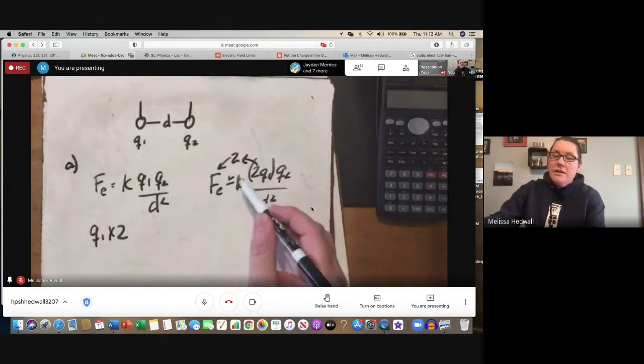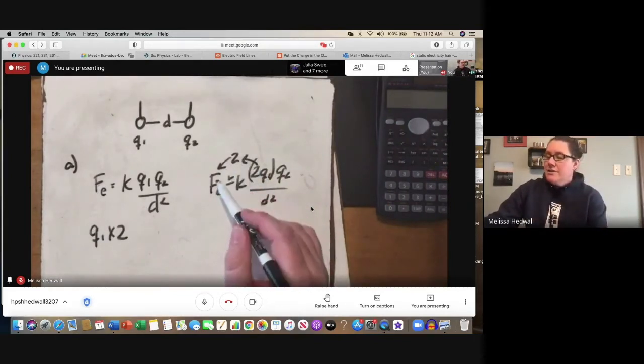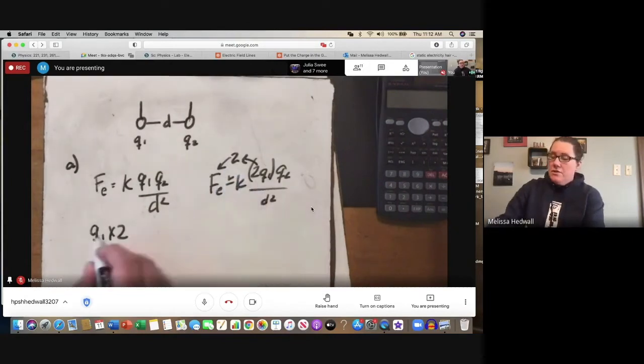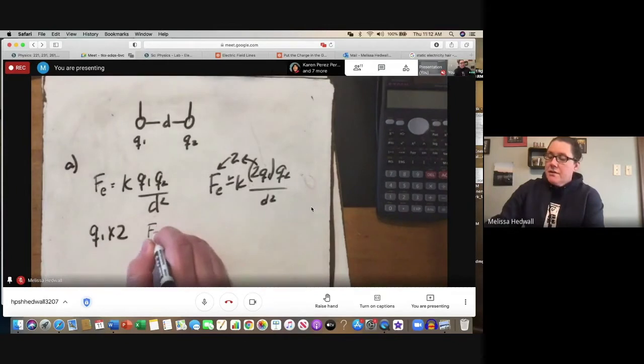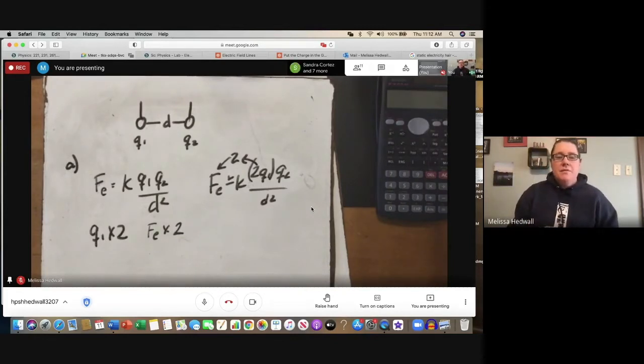The only thing that happened here was that I had a 2 and it's on top, so I don't have to worry about anything else. The 2 is out. It is what is happening to the force. So I know if I double one charge, then the force is also times 2. If you want to screenshot that, go ahead. I'm going to erase some of it in just a moment.